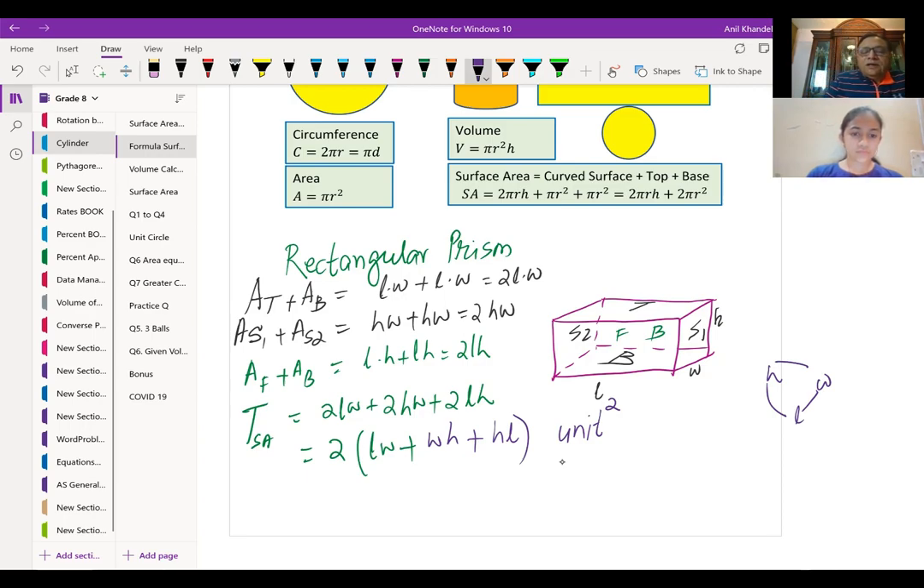Correct? Now, let's take a special case, if length equals width equals height, if all are equal, right?